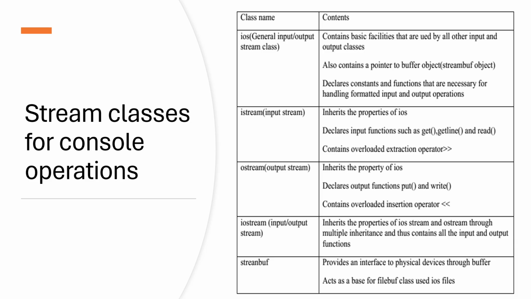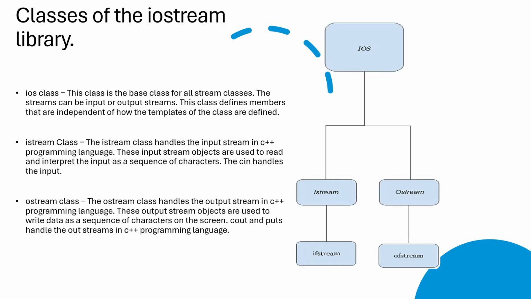Then iostream, this inherits input and output. So it inherits the properties of istream and ostream through multiple inheritance, and thus contains the input and output functions also. Input stream, output stream, IOS. So it is like multiple inheritance. It inherits these three stream classes into one iostream. Then stream buffer. Buffer is a temporary storage. It provides an interface to the physical device through the buffer. It acts as a base for the filebuf class using the base files.